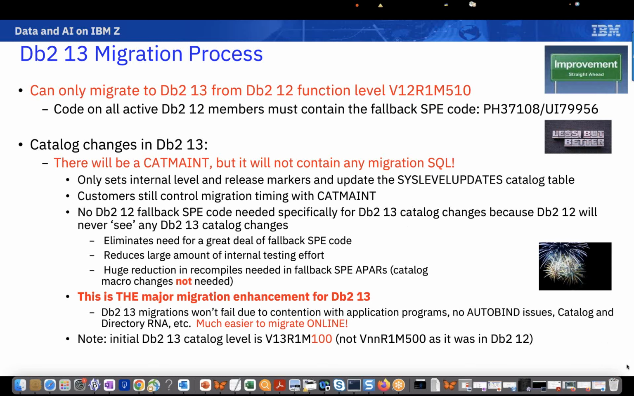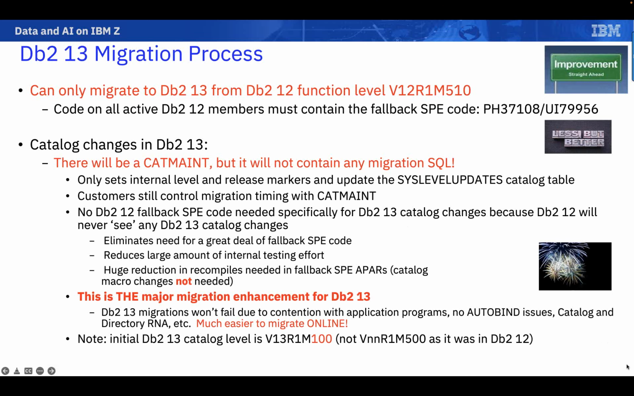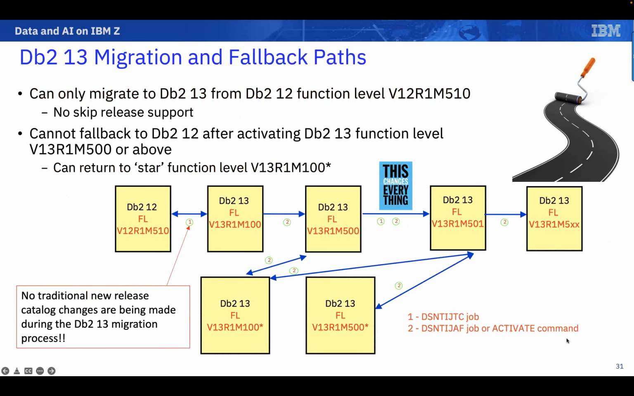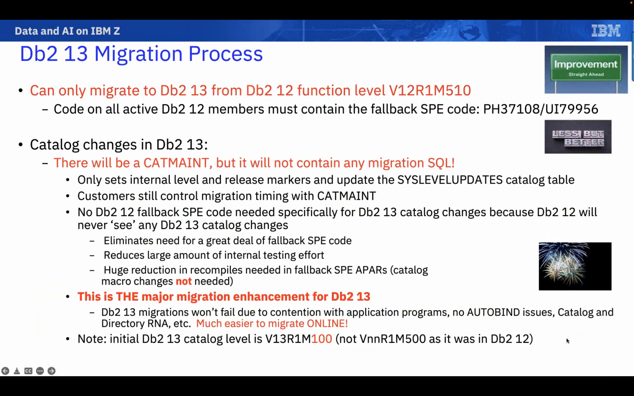So do them online. As Anthony mentioned in the previous chart, doing it at a quiet time might be good, but use display blockers and blocking threads and make sure that you're going to be able to do these things online. But I fully expect them to be online. The only other thing to note here is that the initial catalog level is V13R1M100, not 500 as it was in DB2 12. Okay, Anthony.